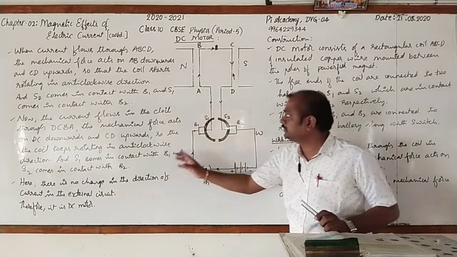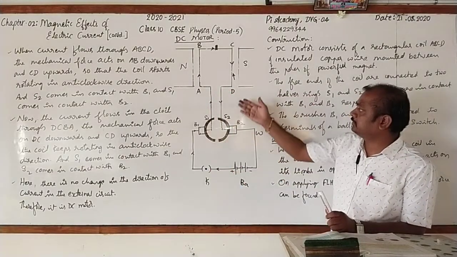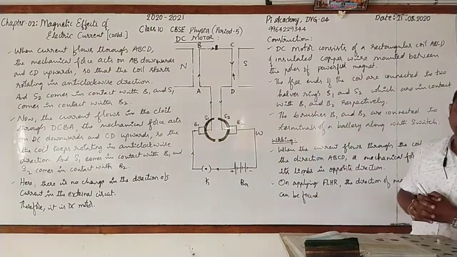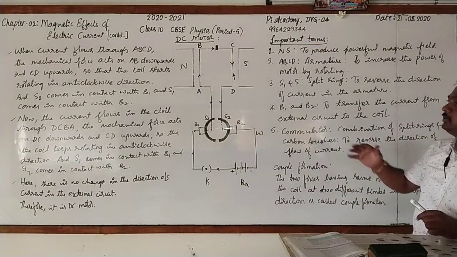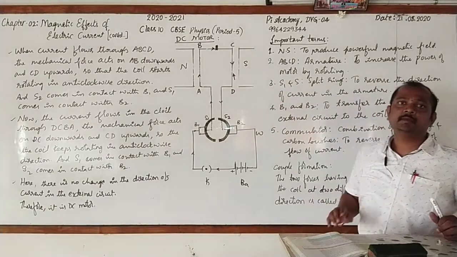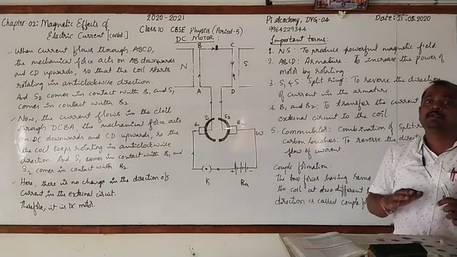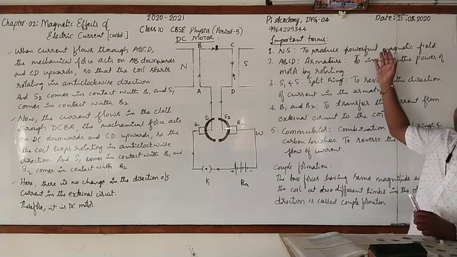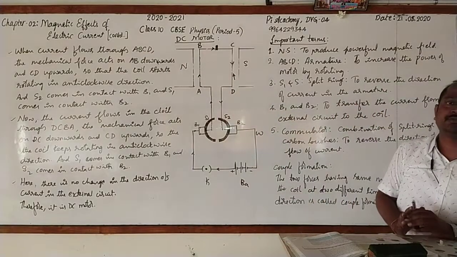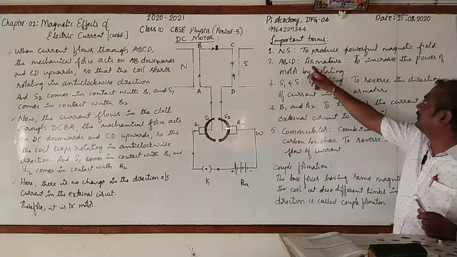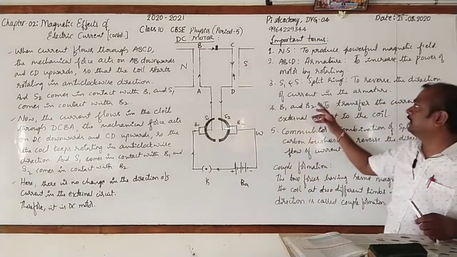Please go for writing. Then after that, we will go for writing the functions of important parts of this motor. Observe. Here I have written some of the important terms. We know that N and S are the poles of the horseshoe magnet or field magnet. The reason is to produce a powerful magnetic field. Then ABCD is a rectangular coil of insulated copper wire which is called the armature, and it is used to increase the power of the motor by rotating.